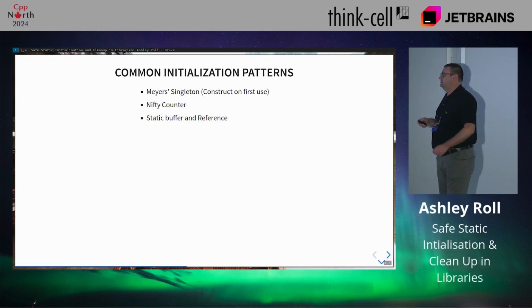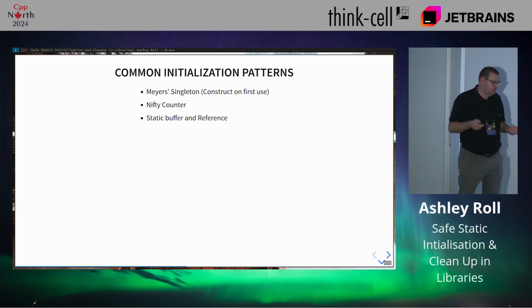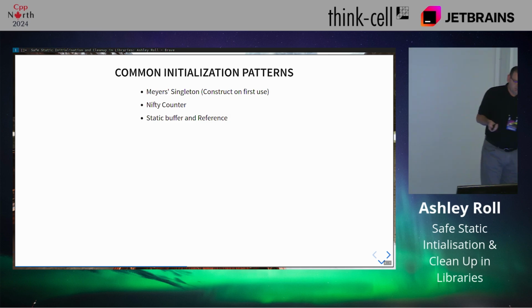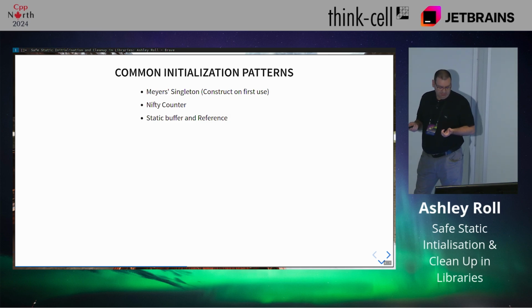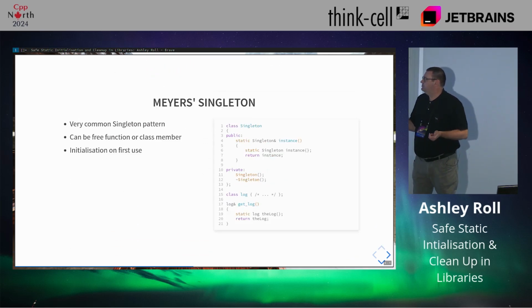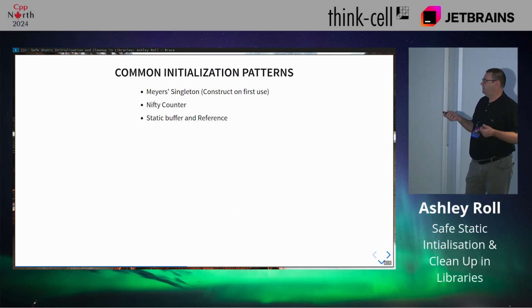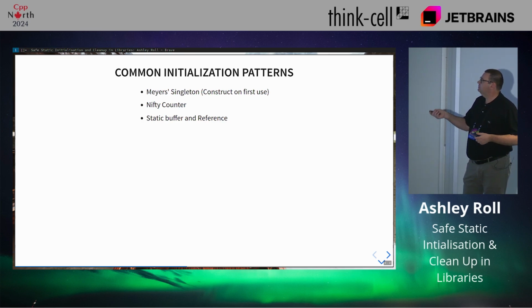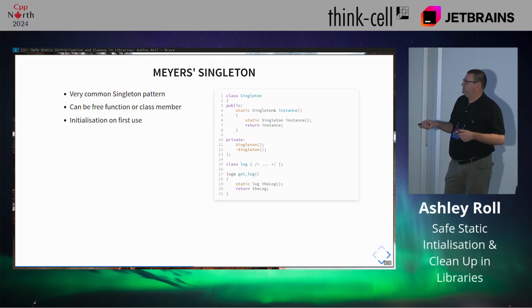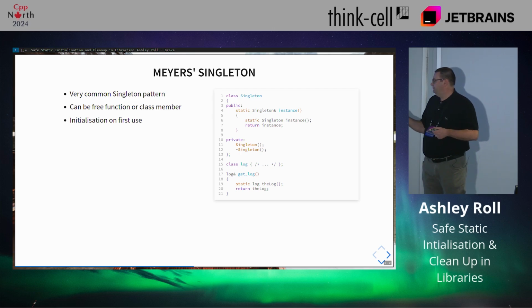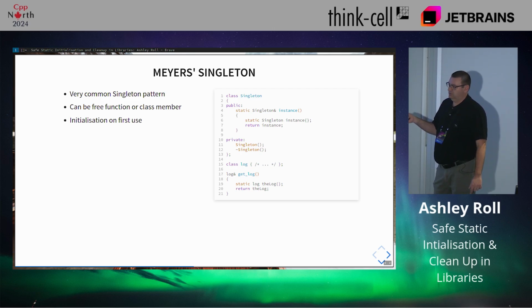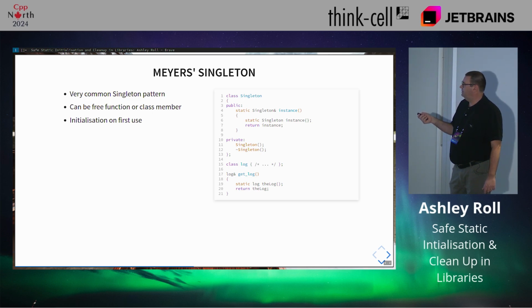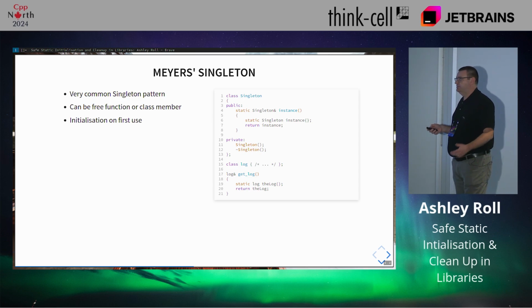Okay, so let's have a talk about some common initialization patterns you've probably seen. So the first one is the Meyers singleton, and then we'll look at a nifty counter and another thing which is a static buffer and a global reference, which also uses a nifty counter as well. So the Meyers singleton, it's a pretty standard pattern you've probably seen. It's essentially one of these local statics and a getter, so it's initialized on first use. It could be in a class or it could be a function. Doesn't matter. Same thing.